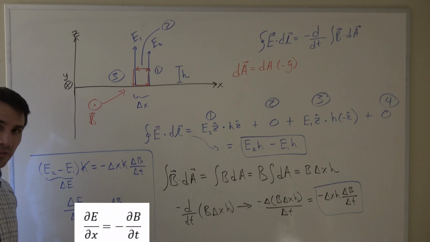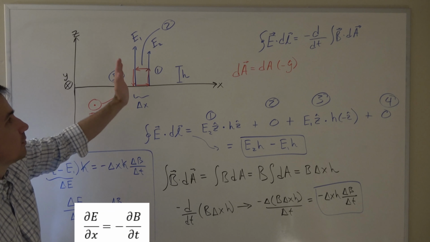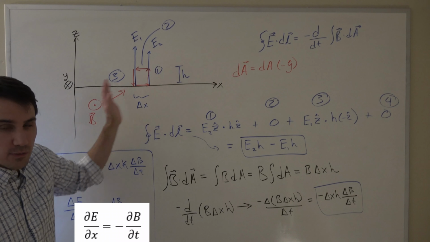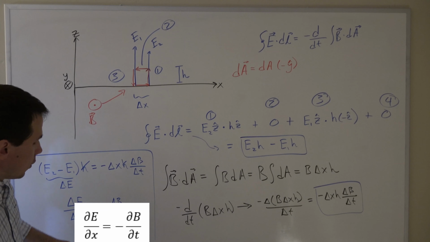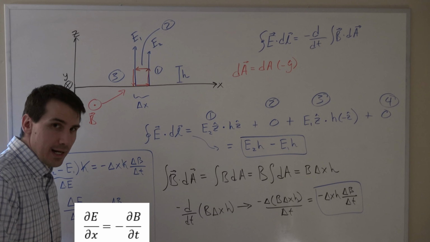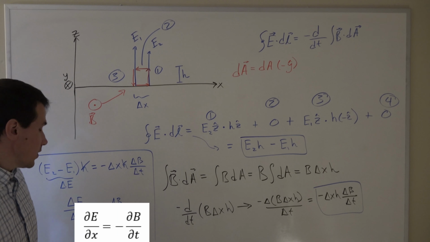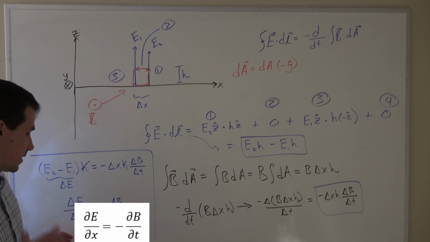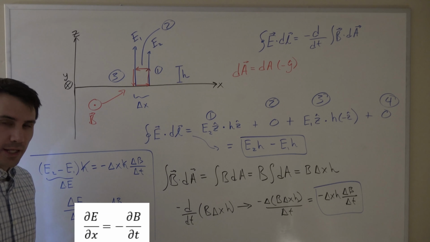So by doing this analysis, we've been able to simplify Faraday's law from its original form into this relationship between a spatial derivative of the electric field. How is the electric field changing as we move in the x direction, with the change in the magnetic field over time?